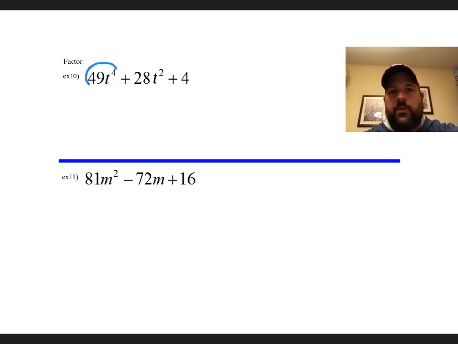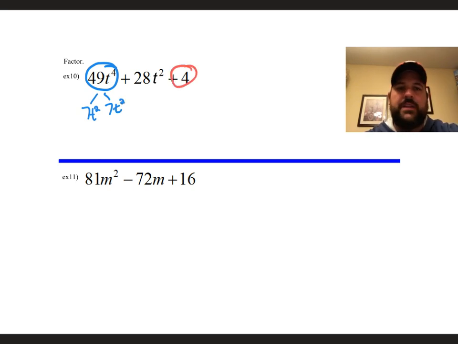First term in number 10, 49t to the 4th. 49 is 7 times 7. T to the 4th is t squared times t squared. The last term, 4, well, that's just 2 times 2. So what we're going to do is we're going to split this up. Same binomial twice. First terms are going to be 7t squared. And our second term in each case is going to be 2.